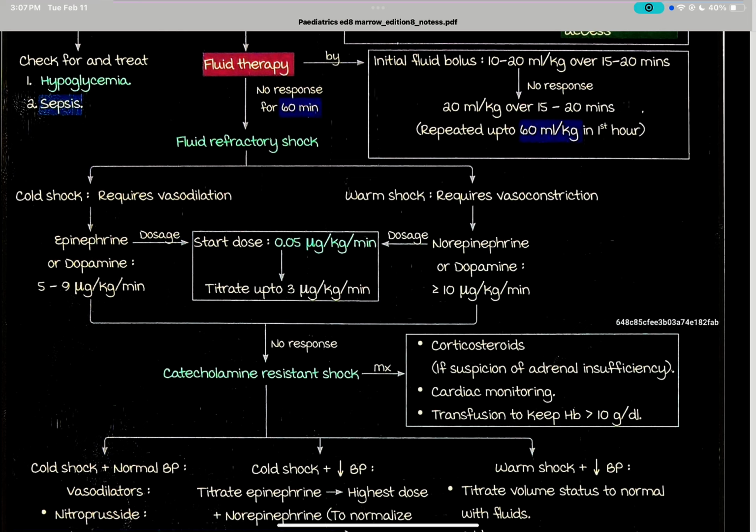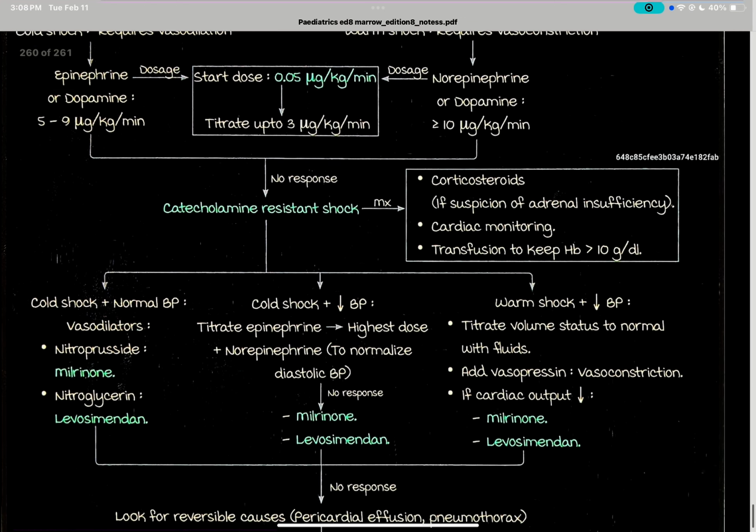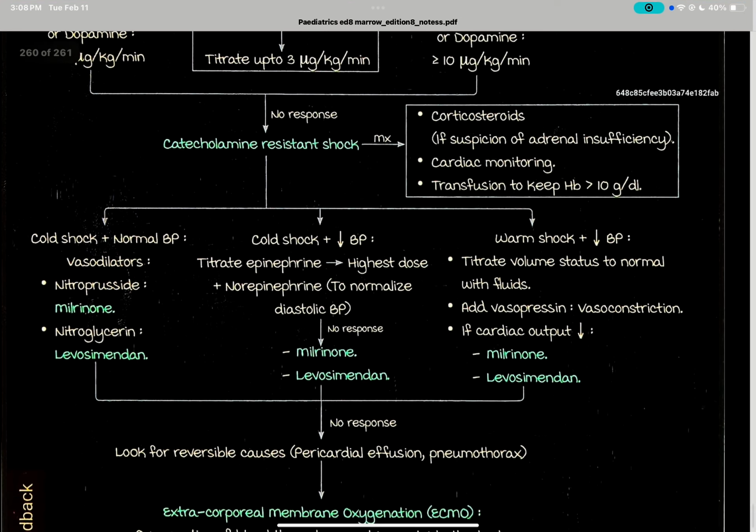Cold shock: epinephrine or dopamine 5 to 9 microgram per kg per minute. Warm shock: norepinephrine or dopamine more than 10 microgram per kg per minute. Norepinephrine start dose 0.05 microgram per kg per minute, titrate up to 3 microgram per kg per minute. No response: catecholamine resistant shock.